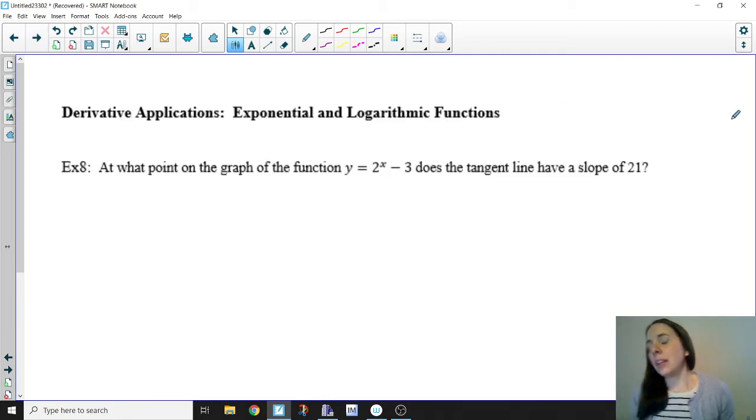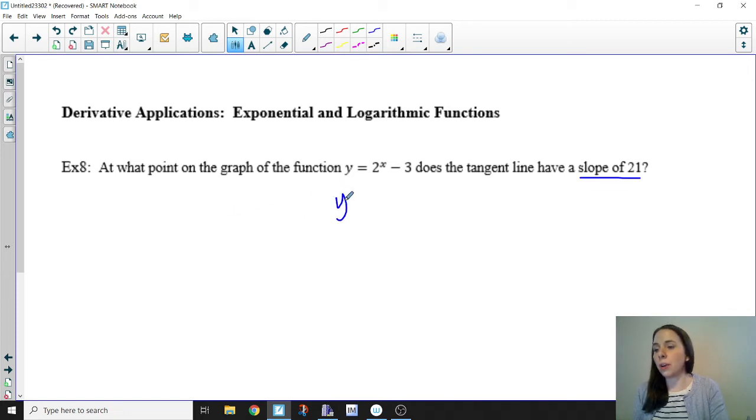Okay, where we might need a little bit of simplifying is here with example 8. The question is, at what point on the graph of the function y equals 2 to the x minus 3 does the tangent line have a slope of 21? Okay, so in no place does it say to differentiate. However, it is asking us for one particular point of a given slope, and so that means we do need to have a derivative formula to answer that, right?